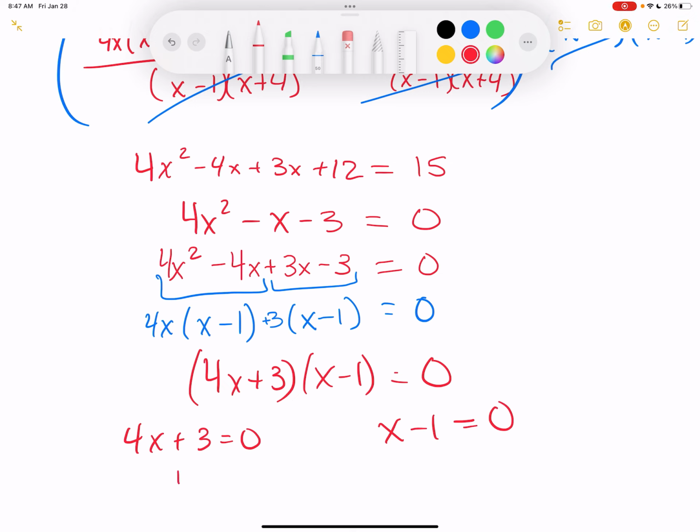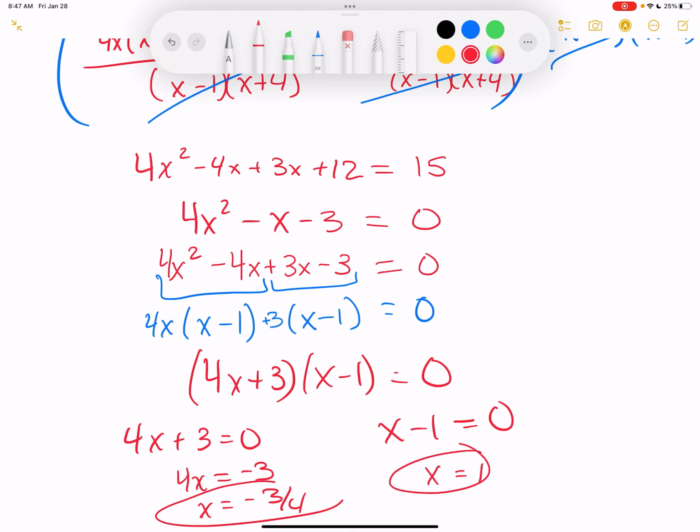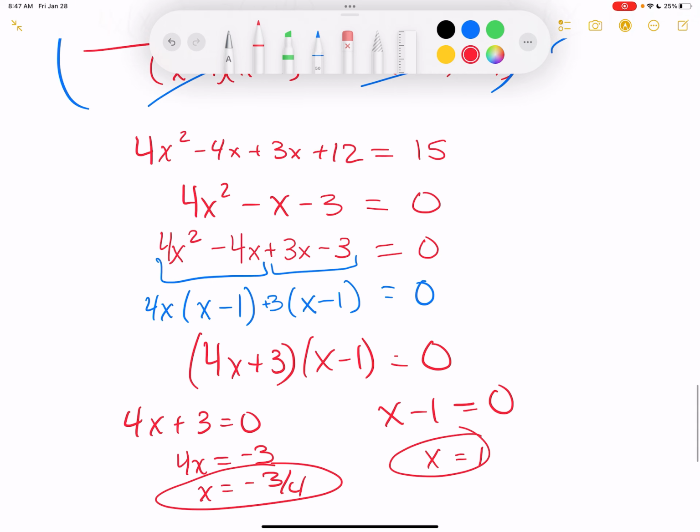So then 4x equals negative 3, x equals negative 3/4, then x equals 1. So these are the two things that we're checking. Okay, I'm going to make sure everybody has that down, and then we'll check them.